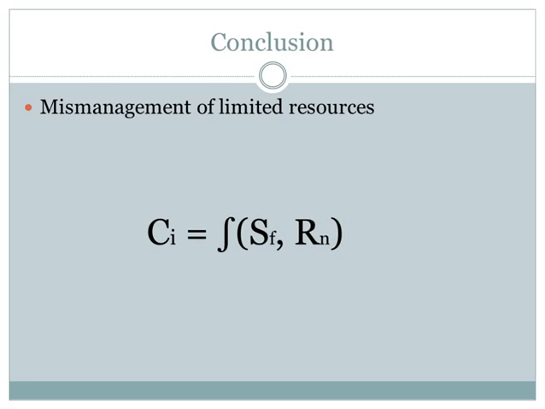What were the reasons for the Chinese manager not meeting his annual quota? Mismanagement of limited resources. Why didn't the Chinese manager explain that to the American production manager? The answer to that question can be found in the following formula.